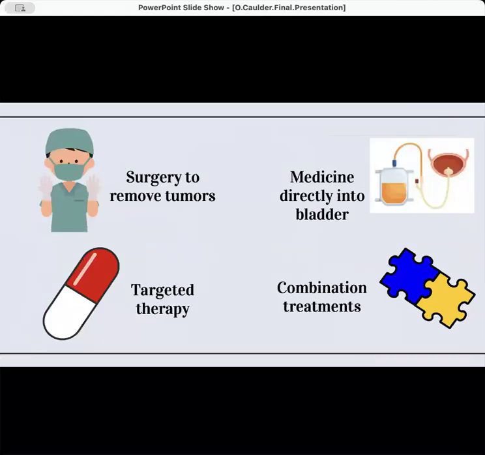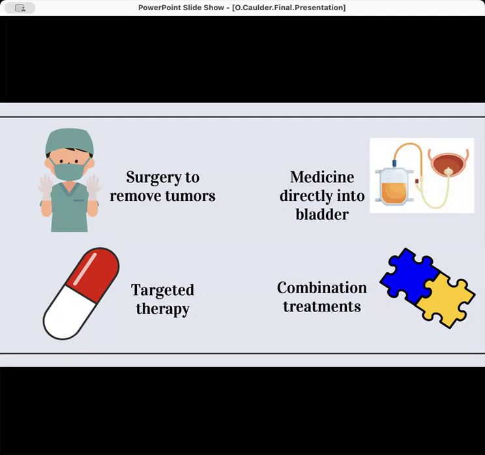Now, how is it treated? Bladder cancer has several different ways that it can be treated, but the specific ways to treat it depend on how advanced the cancer is. For early stage bladder cancer, doctors can remove the tumor through a small instrument inserted into the urethra, the tube that connects your bladder and allows you to urinate. This is not a major surgery. But if the cancer keeps coming back or it's deep in the wall of the bladder, doctors may need to do a more major surgery to remove part or all of the bladder, but that's an extreme case.